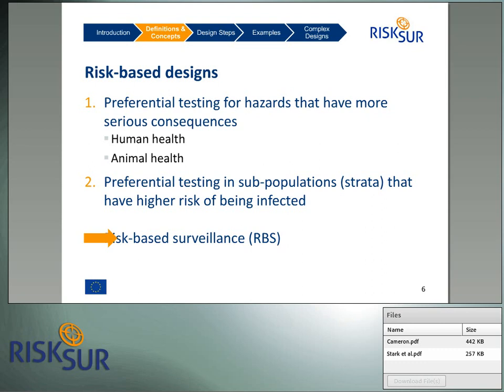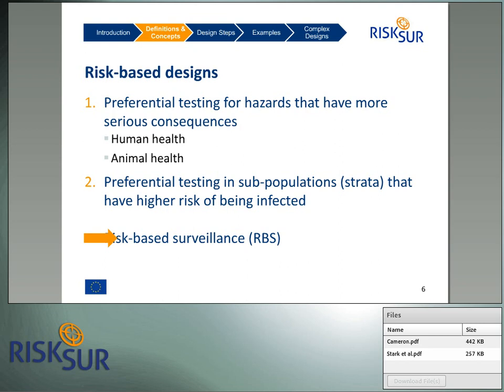Either way, we need to set priorities, and there are basically two options to do that. One is to set priorities at an early stage when we select hazards for which surveillance is to be conducted. For example, we could select Campylobacter and Salmonella as common foodborne hazards and not include less frequently isolated hazards.